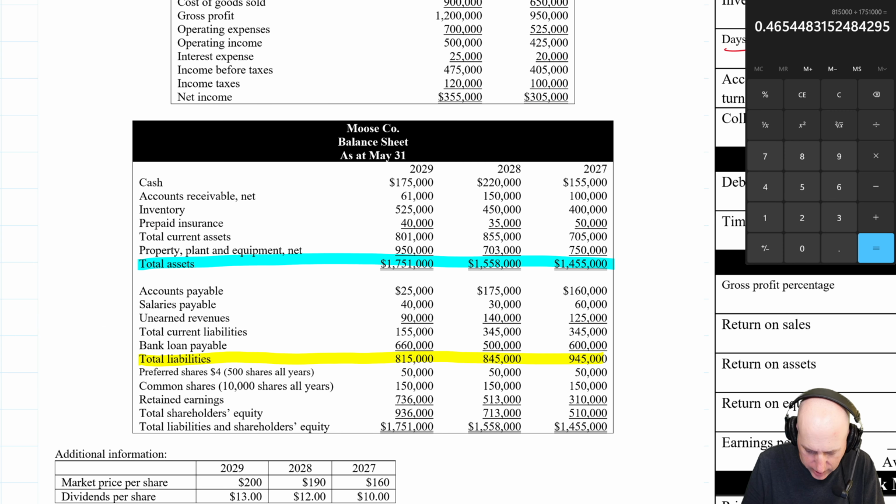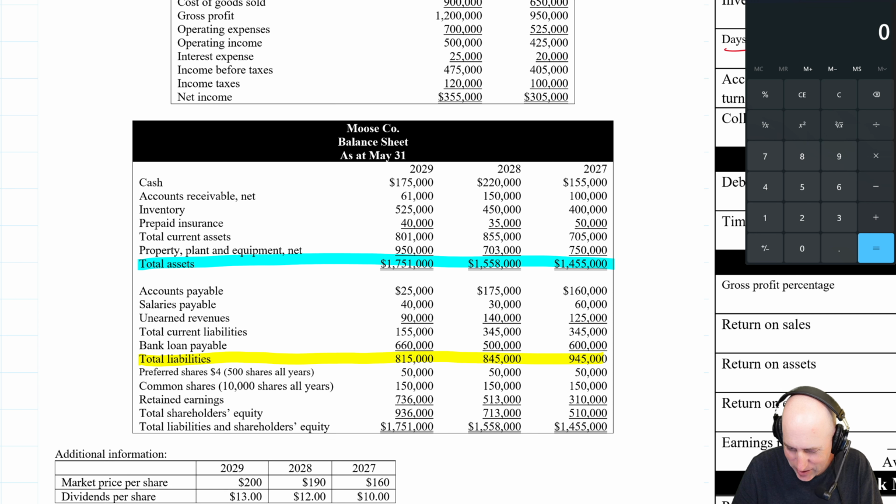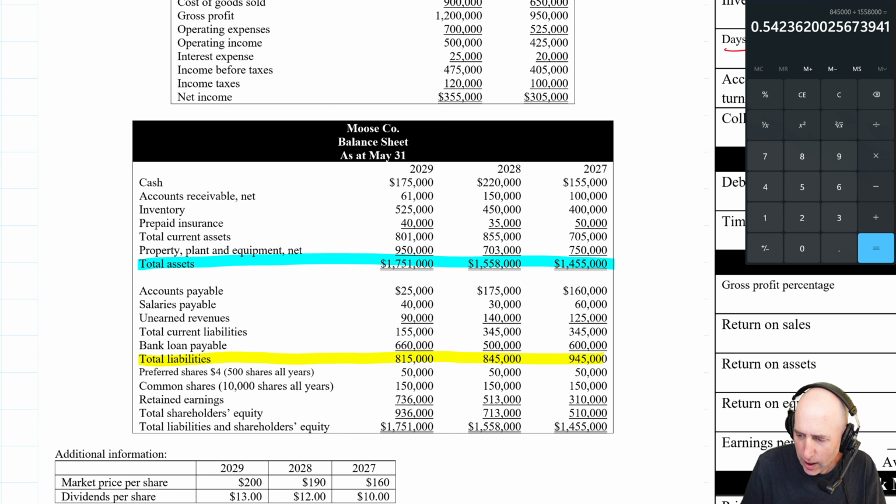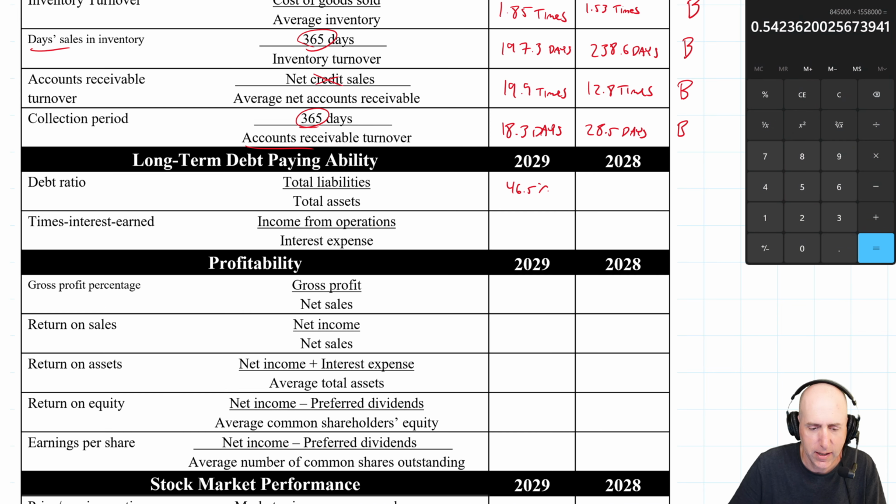And for 2028, 845 divided by 1558. Oops, I kind of missed some zeros there. 845,000 divided by 1558,000. 54.2%.